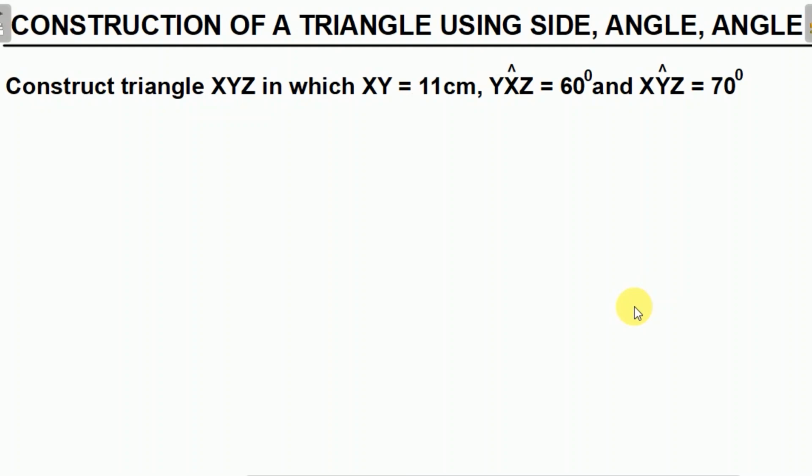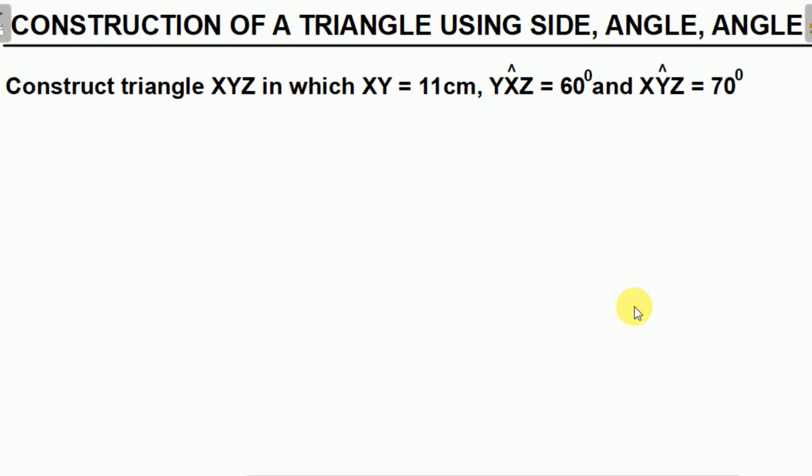Let us now look at how we're going to construct a triangle using side, angle, angle. And we have this example that's going to help us. So the example reads, construct triangle XYZ in which XY is equal to 11 centimeters, angle YXZ is equal to 60 degrees, and angle XYZ is equal to 70 degrees.